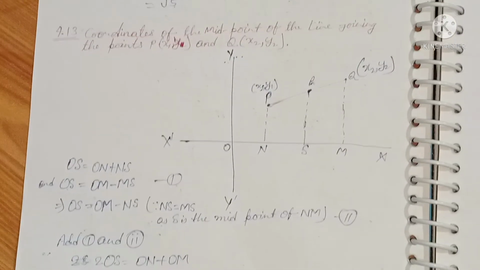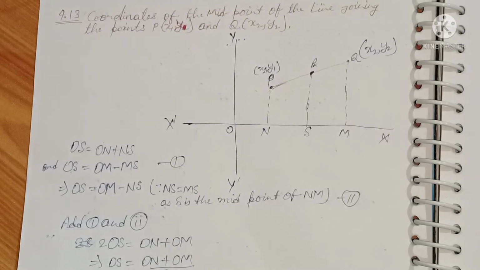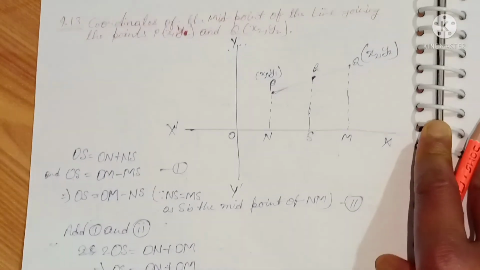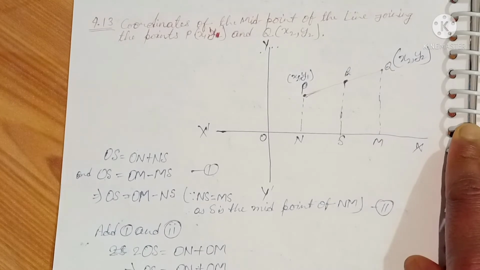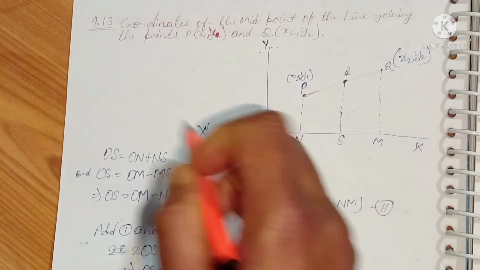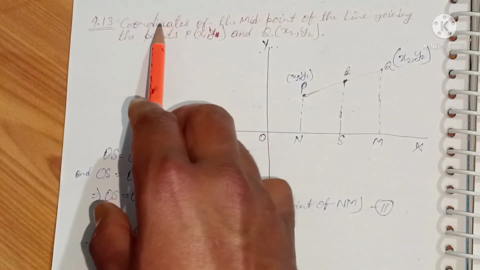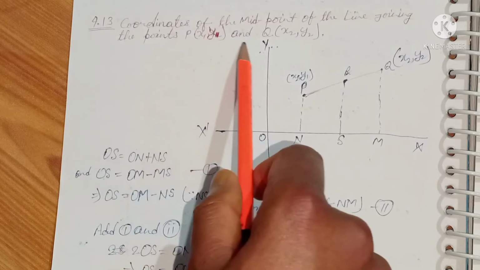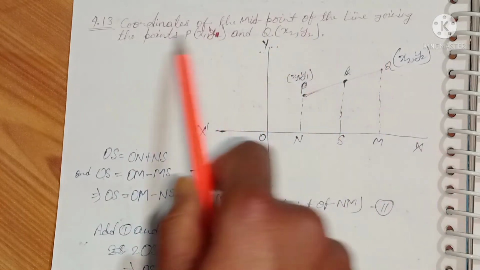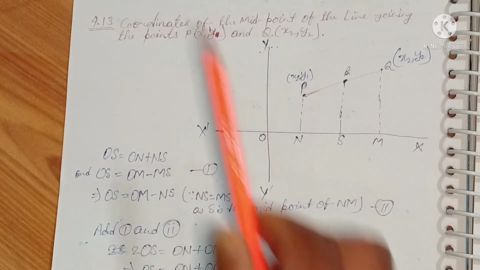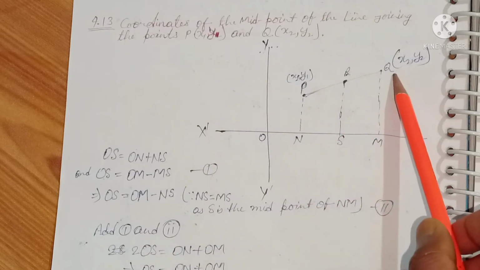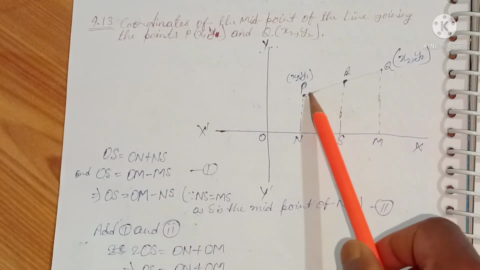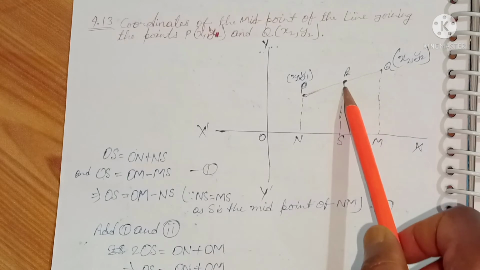Now next, the next topic is coordinates. You can see here the coordinates of the midpoint of the line joining the points P and Q. Two points P and Q are given, so we have to find the coordinates of the midpoint, that is R.